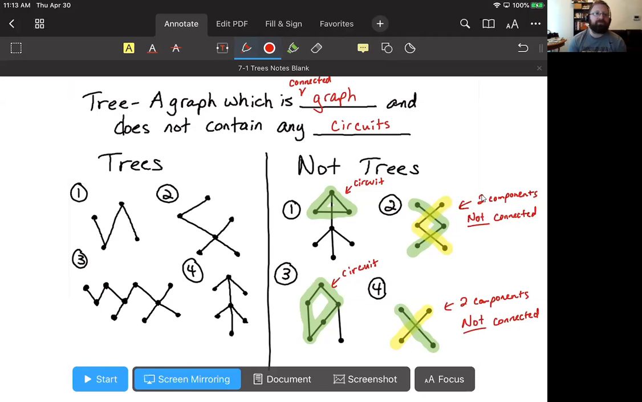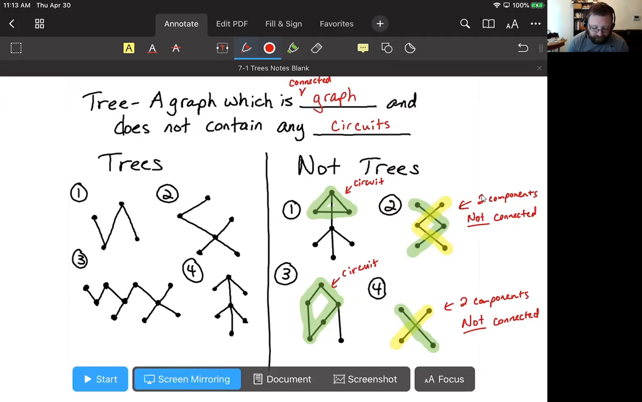So the first thing you're going to have to do on your assignment this evening is I've got, I think, a total of 8 graphs, and I ask you, is it a tree? And they're multiple choice. It's yes, no, it has a circuit, no, it's not connected, or no, it's not connected and has a circuit. So they're multiple choice questions.